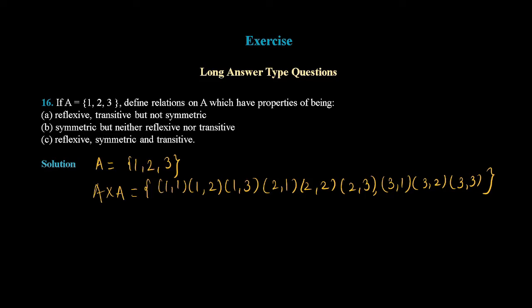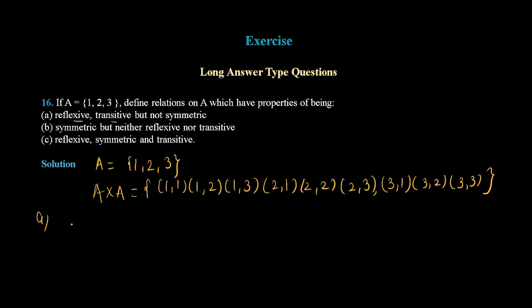Now I want to define these relations. Basically, a relation is a subset of the Cartesian product, so we have to choose accordingly which subset we want. In the first relation, we want the relation to be reflexive and transitive, but it should not be symmetric. Not symmetric means if the ordered pair (1,2) is there, then (2,1) should not be there. We have to choose in such a way.